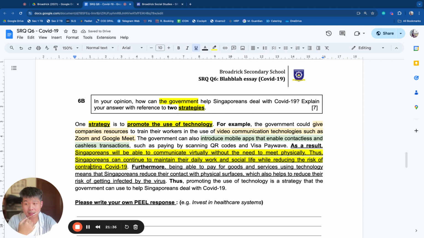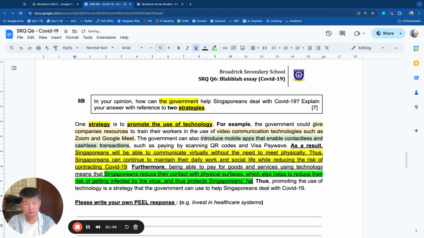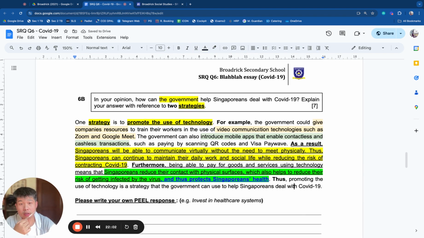They will fall sick less by using Zoom. And furthermore, by using contactless technology, mobile apps, and so on, they will reduce their contact with physical surfaces, which also reduces the risk of getting infected and protects their health. And thus protects Singaporeans' health. Thus, promoting the use of technology is one strategy that the government helps Singaporeans deal with COVID-19.